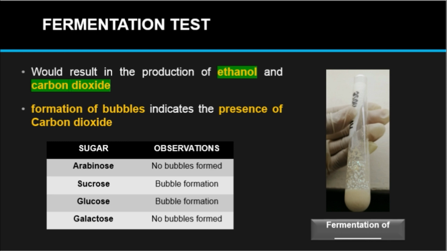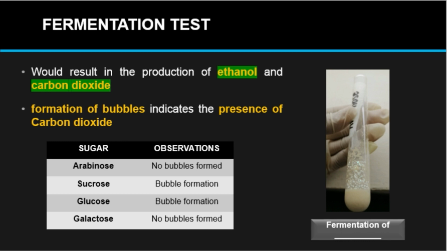Yeast in general ferments the sugar glucose. So it specifically ferments the sugar. As you can see from the results, for arabinose, no bubbles formed. For sucrose and glucose, there was bubble formation, and for galactose, no bubbles formed. So arabinose is a non-fermentable sugar, and it does not contain glucose too. Arabinose is a non-fermentable sugar.